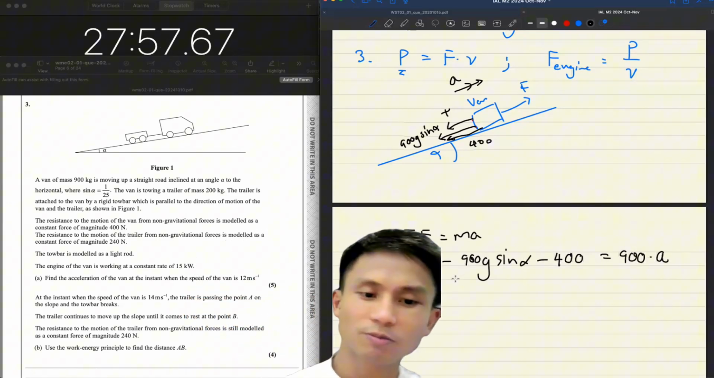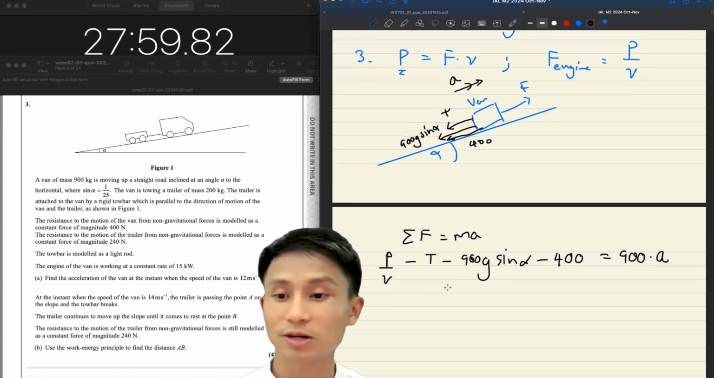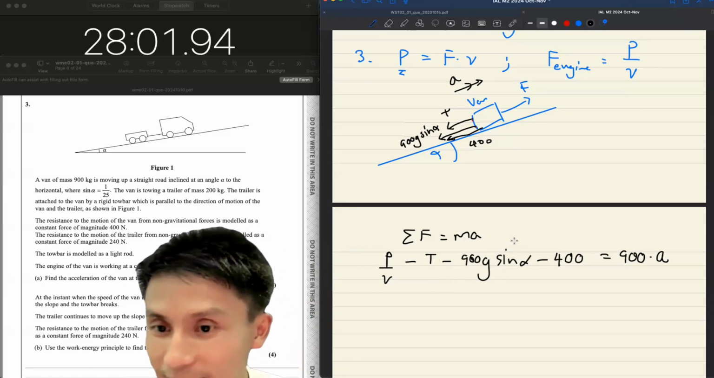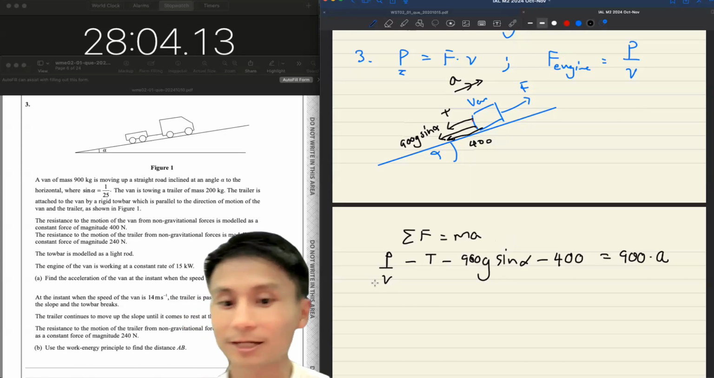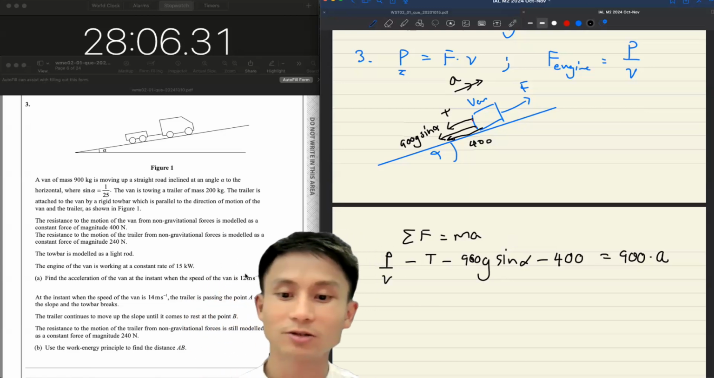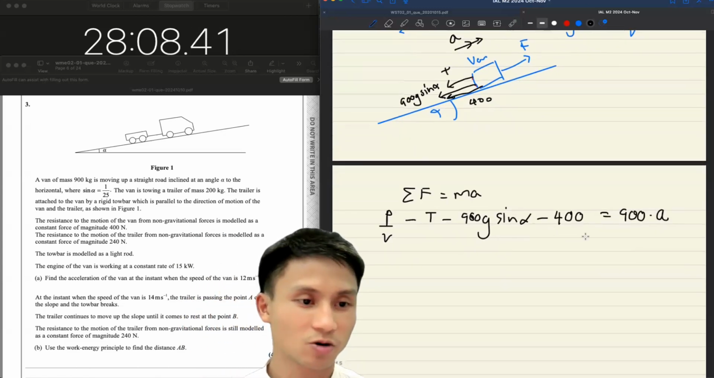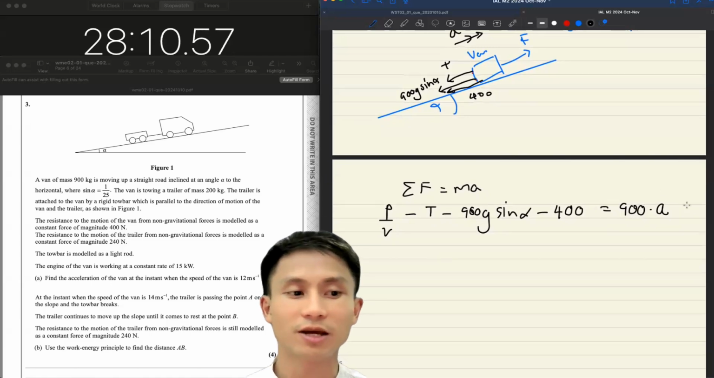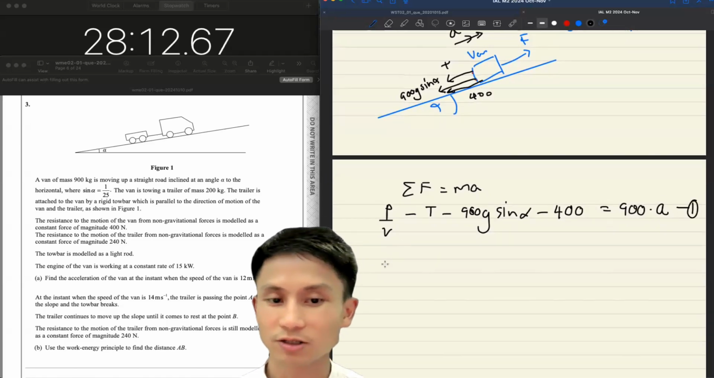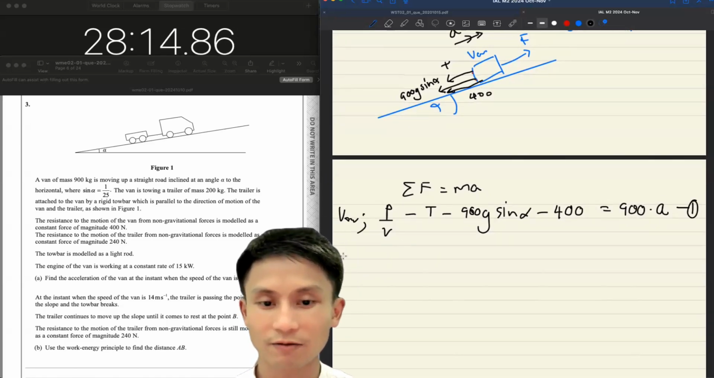Seems like we are stuck with many parameters, but we're going to do simultaneous equations. And this is already telling you that the speed is 12. So before substituting everything in, we're just going to do simultaneous first. So this is for the van and for the trailer.